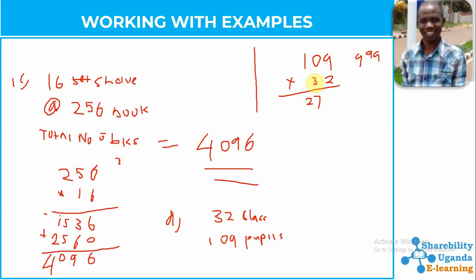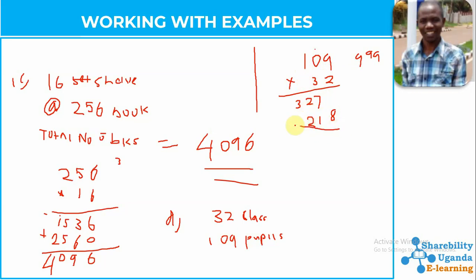Then we say what is 3 times 1? We get our 3. Then we come here. What is 2 times 9? 2 times 9, we get 18. So we write 8 and carry 1. What is 2 times 0? We get 0 plus 1, becomes 1. 2 times 1, that is 2.